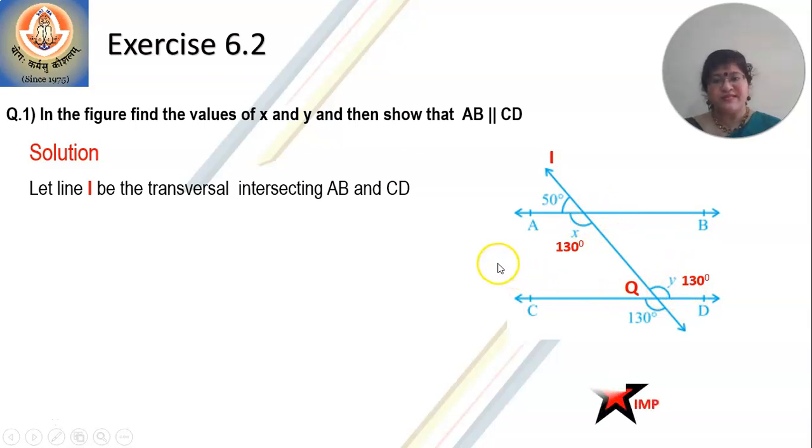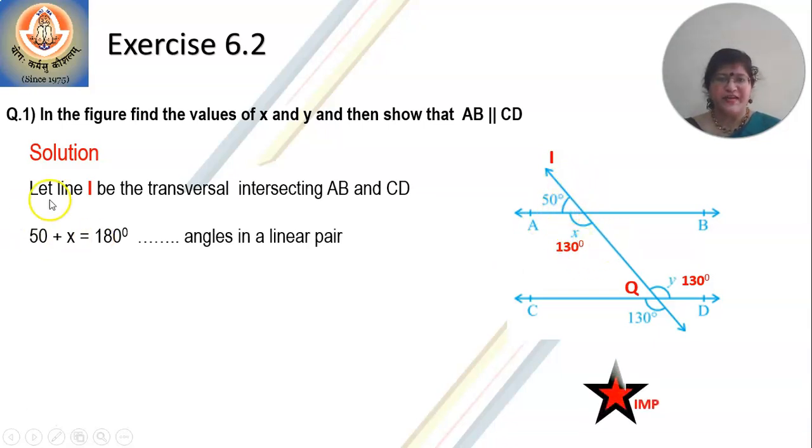So what would be the first step? What kind of angles are these two? They are angles in a linear pair, that is 50 degree plus x equal to 180 degree. Therefore, what is the value of x? X is equal to 130 degree. Okay. Now, you've got the value of x as 130 degree.